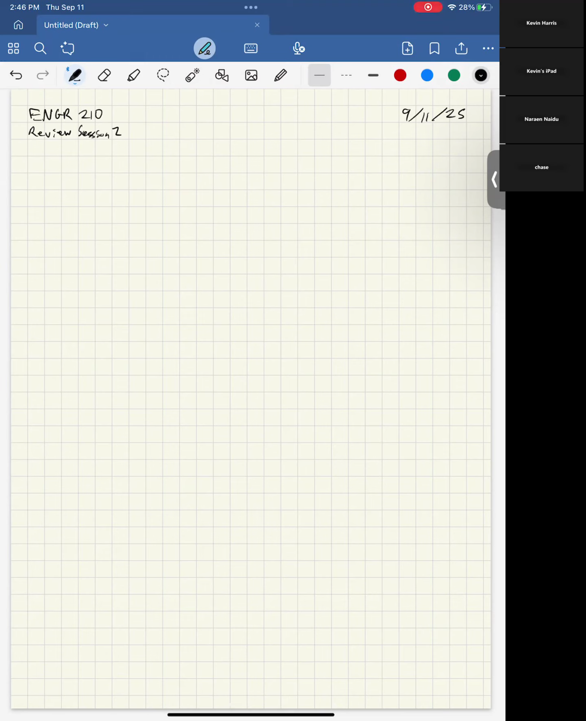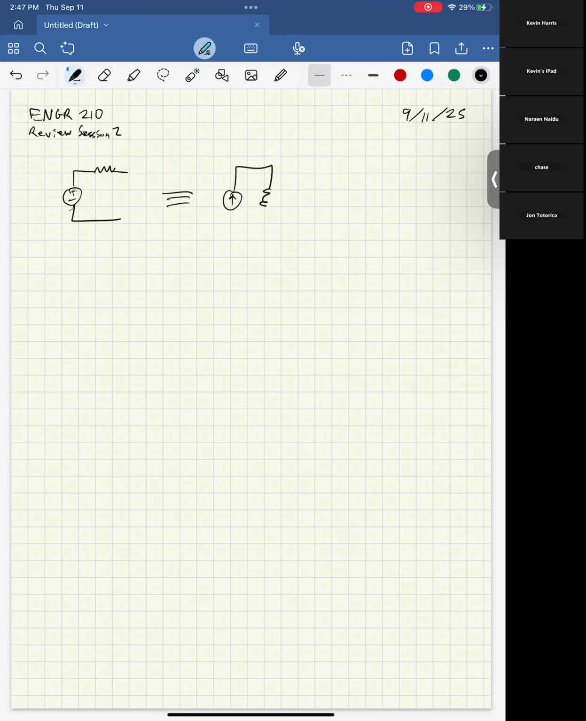So to start, I'll go over source transforms, which I think you learned last week, but wasn't really on the quiz. It will almost definitely be on this quiz, just because it's an important thing to know. The general idea with the source transform, hopefully you saw this on your homework, is that there is a direct equivalence between two circuits that look kind of like this. That's a resistor. Sorry for my drawing. If we have a voltage source in series with a resistor, that is functionally identical to a current source in parallel with a resistor.